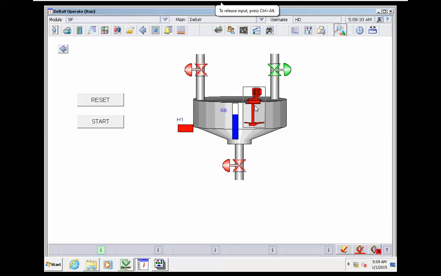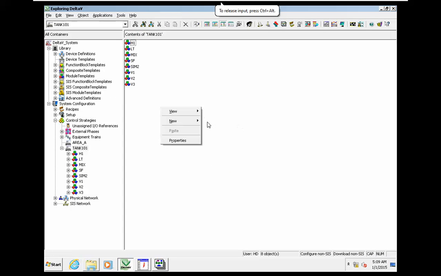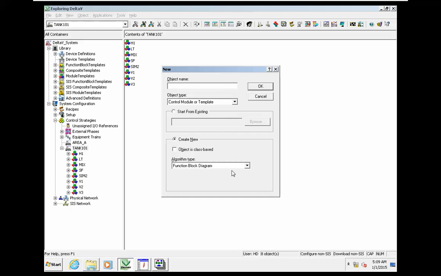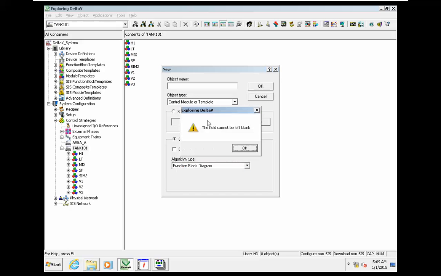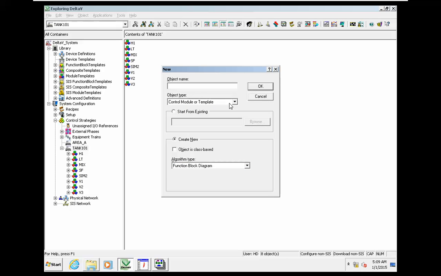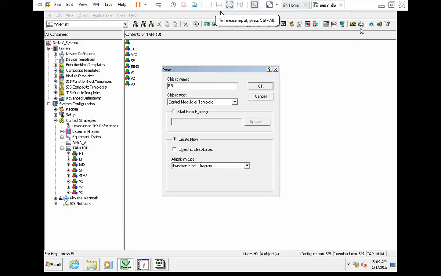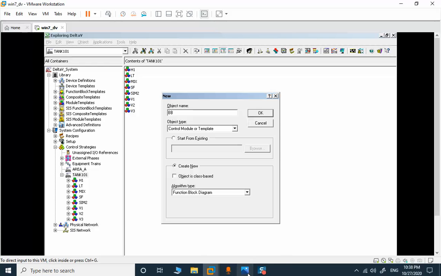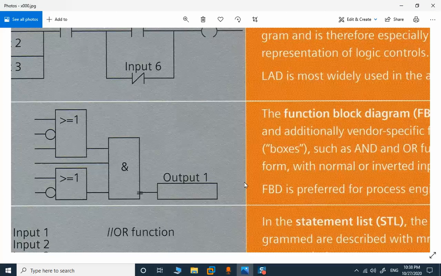We have DeltaV from Emerson. When I want to insert a new control module here, I have the function block diagram FBD version. I can insert the FBD blocks in the editor, and I can use them to program the DCS. It's very similar in PCS7. You can put the blocks and interconnect them here. So CFC is very similar to FBD, but it's used in process control.